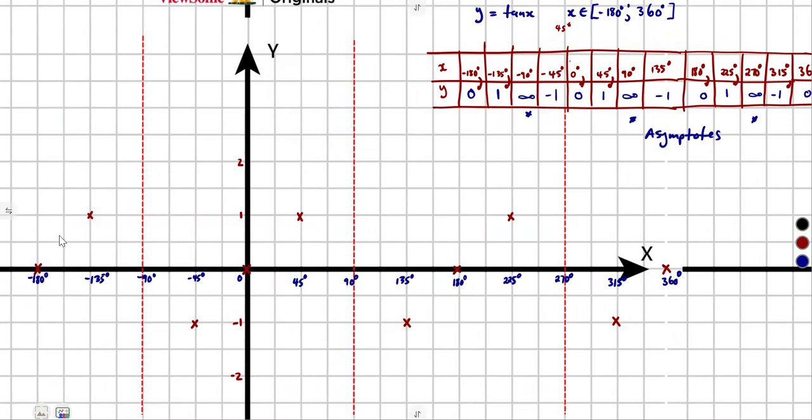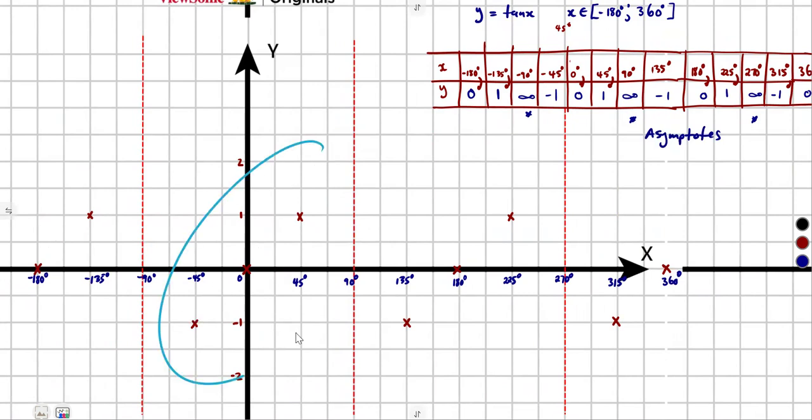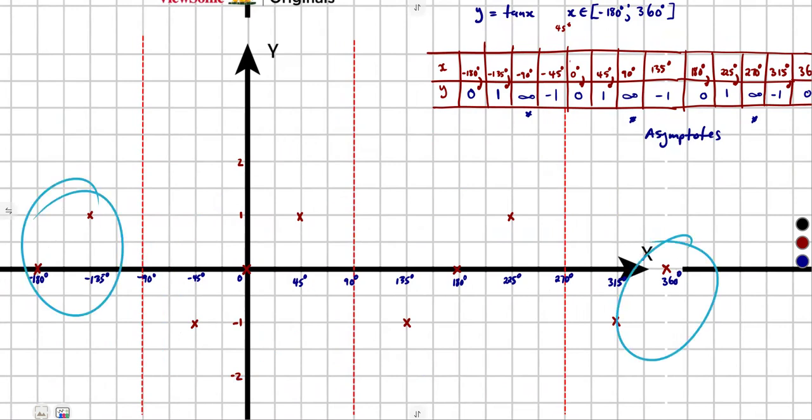But we cannot join these points because of the asymptotes that we have. So we are limited in this case. So where we can properly see the sketch of the graph is here in between these two asymptotes, so that we can tell what is happening between these 2 points, all right?